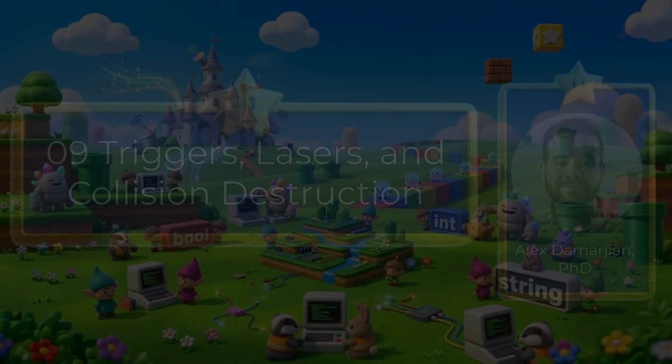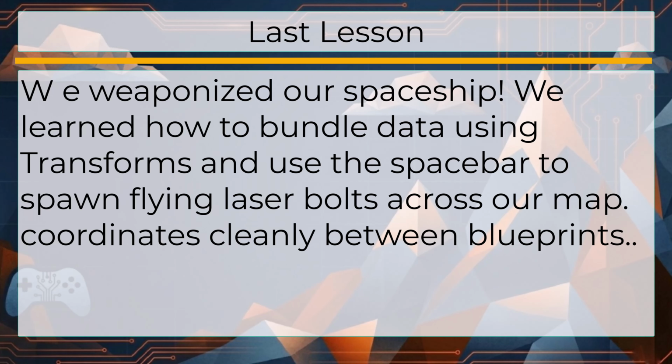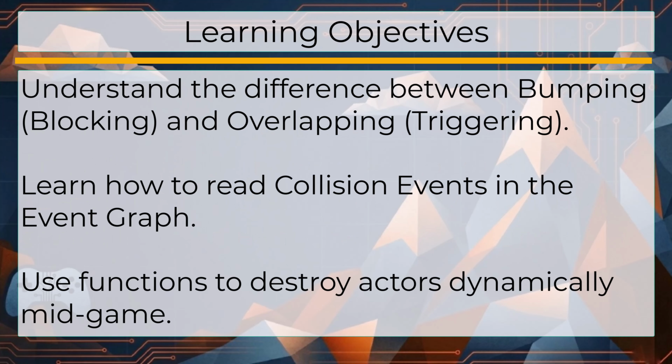In the last lesson, we weaponized our spaceship. We learned how to bundle data using transforms and use the spacebar to spawn flying laser bolts across our map. Right now, your laser flies straight through your procedurally generated asteroids like ghosts. In this lesson, we're going to dive into collision detection.